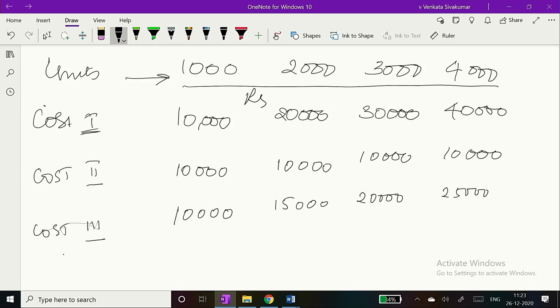Student should write cost 1 is behaving like this, cost 2 is behaving like this. If possible, you can give example or everything I will explain. But I want to generate that discussion from you so that you will understand better. Okay. So I am giving time for you. You proceed.